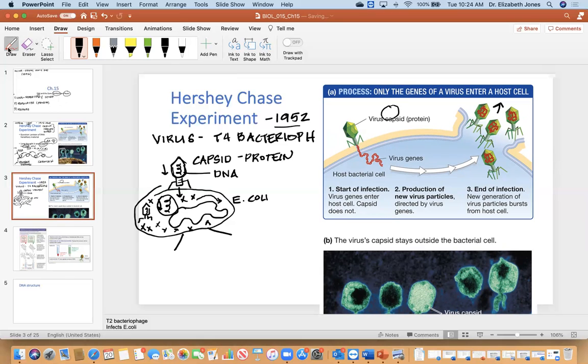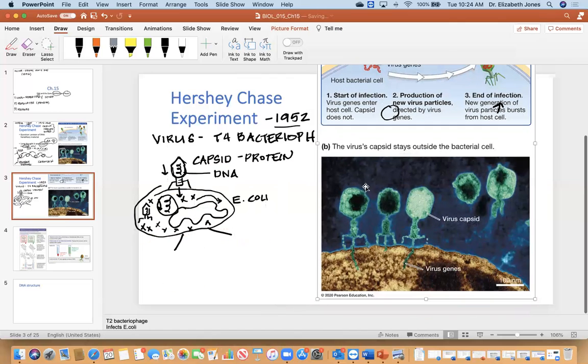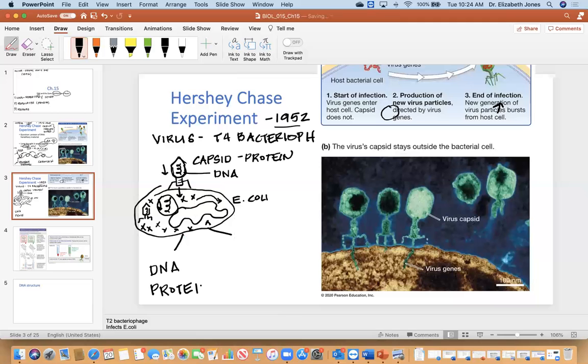And just so that you can see that these things really do look like little spaceships, here's what they look like under a microscope. And there they are injecting DNA into the E. coli, all right? So the things that I want you to really take away from this is that there's two parts to this virus. There's a DNA part and there's a protein part. And that is the key to understanding this experiment.